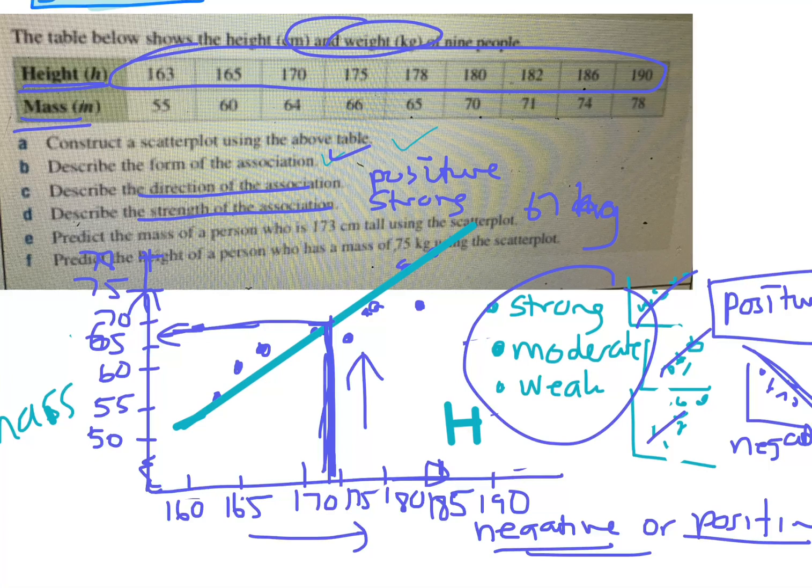Okay, and predict the height of the person whose mass is 75. We come down here, mass is 75. I predict it would be about 180. And that's it.